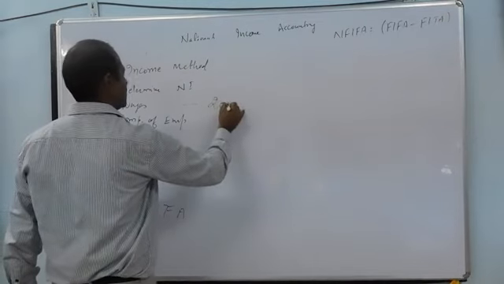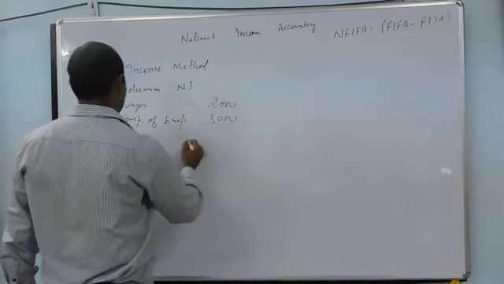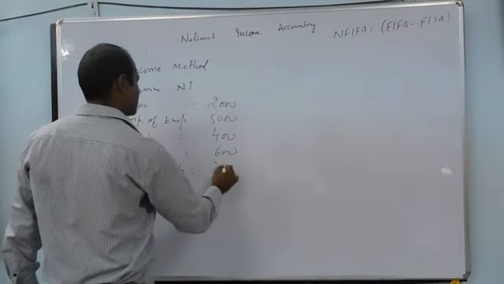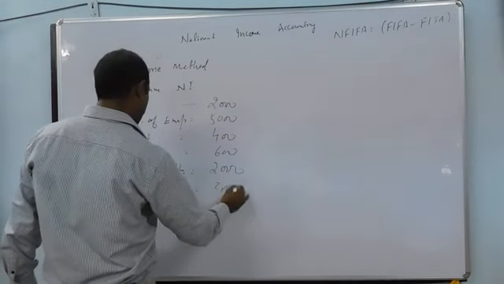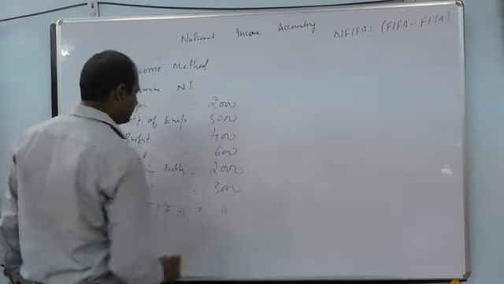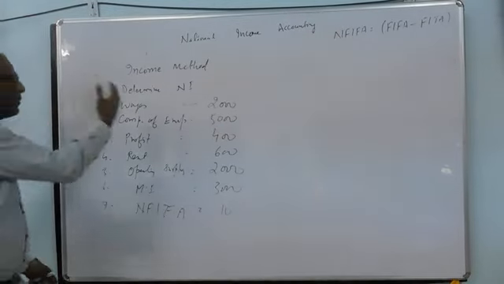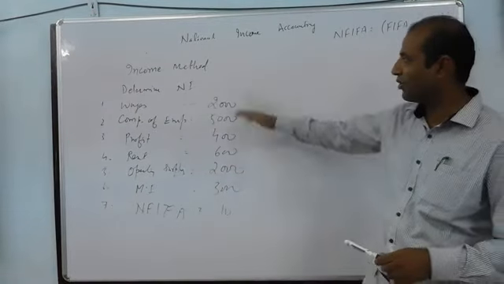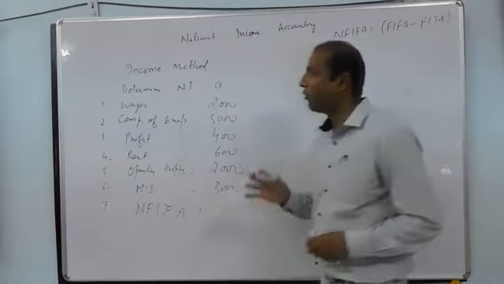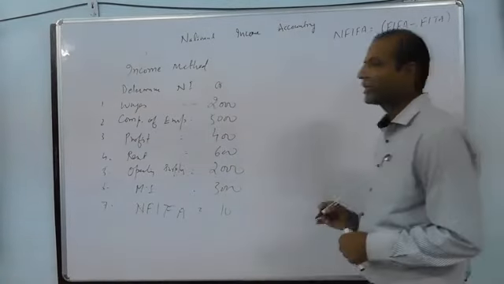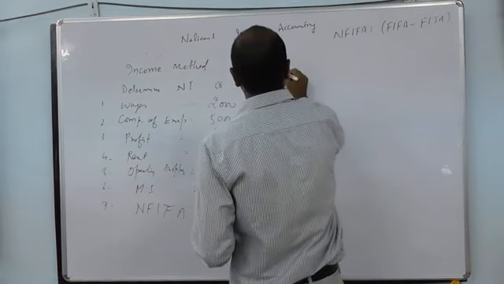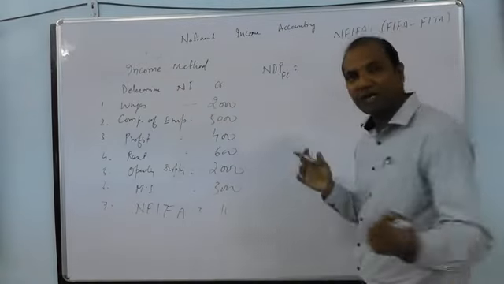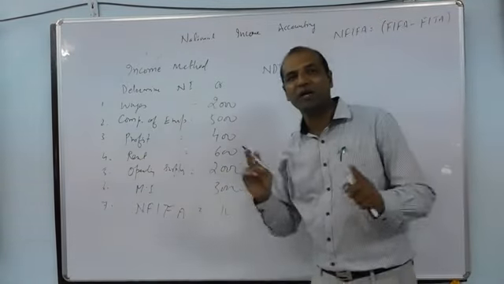Wages 2000, compensation of employees 5000, profit 400, rent 600, operating surplus 2000, mixed income 3000, net factor income from abroad 10. Now with the help of this data you have to find out national income. Remember, these all figures are in crore. So the first step is to find out NDPFC. How to find out NDPFC? From income method, the first step is to find out NDPFC.